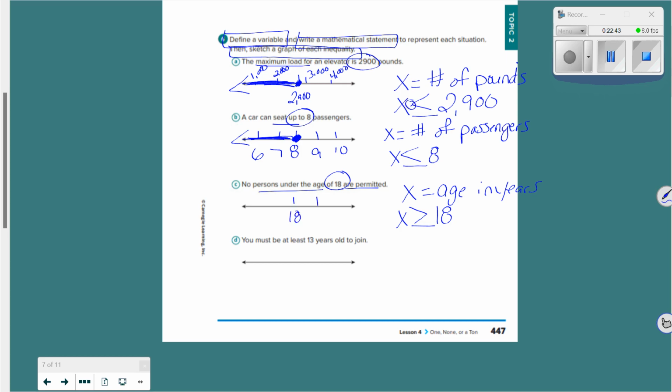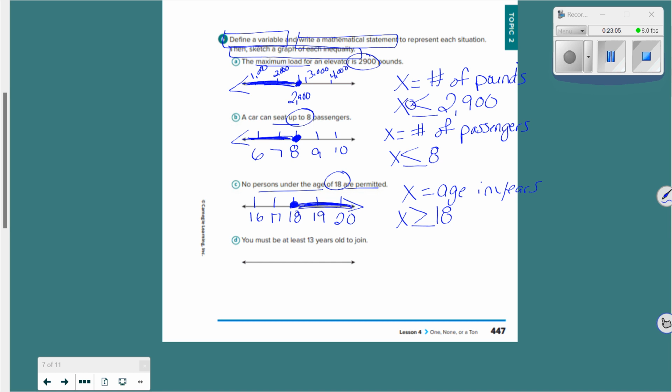So again, I'm going to number my number line. Is it an open circle or a closed circle? On 18, I'm going to put a closed circle. And it's greater than, so I'm shading to the right. Any questions? No.